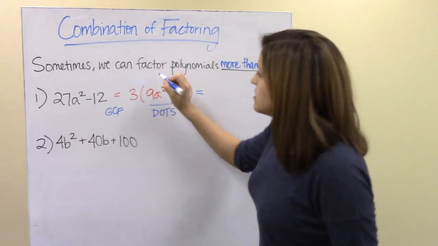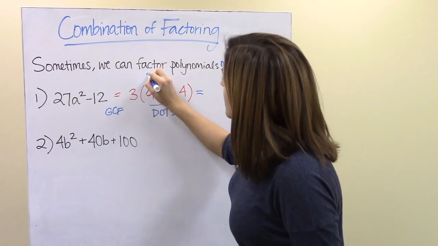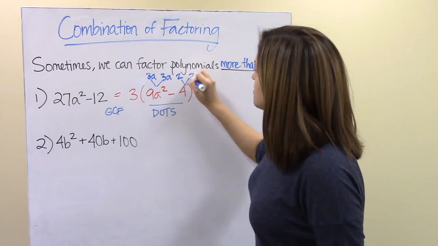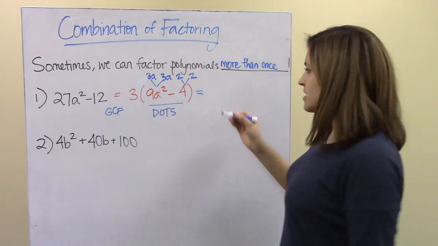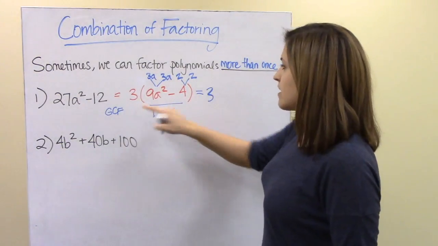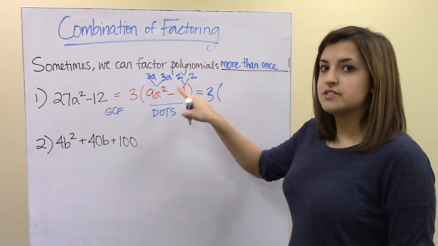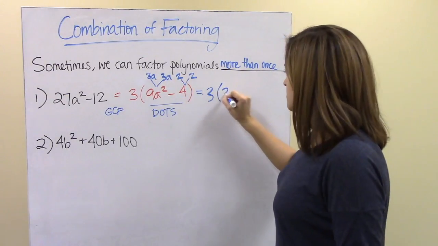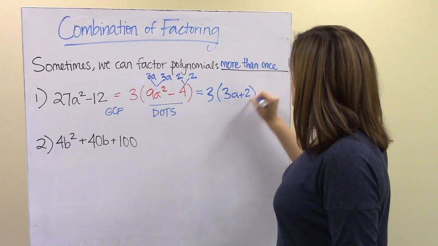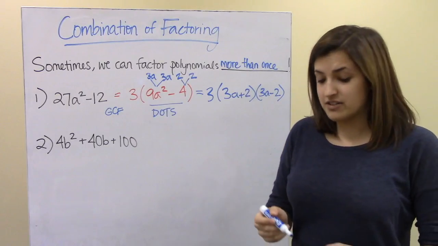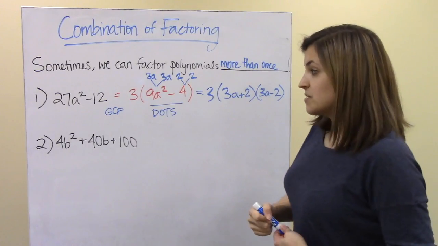9a squared is really 3a times 3a, and 4 is 2 times 2. So if you remember, we're going to have the 3. We can't get rid of that guy. So we'll have 3 times 3a plus 2 times 3a minus 2. So 3a plus 2 times 3a minus 2. And that's how we can factor that one twice. Let's look at number 2.